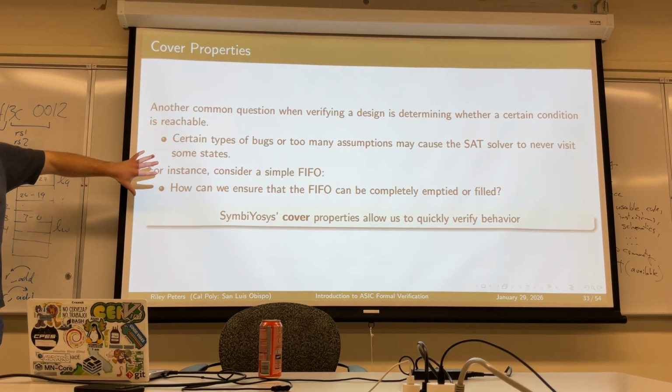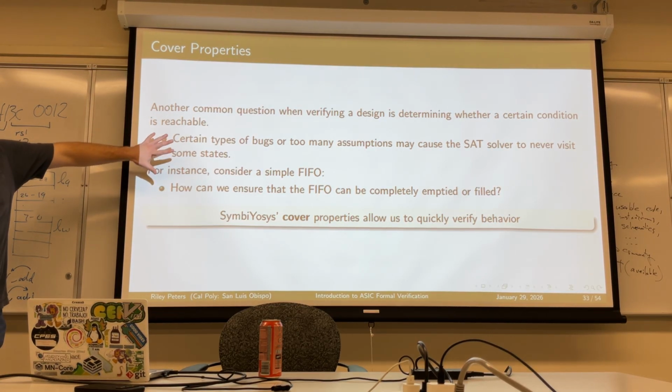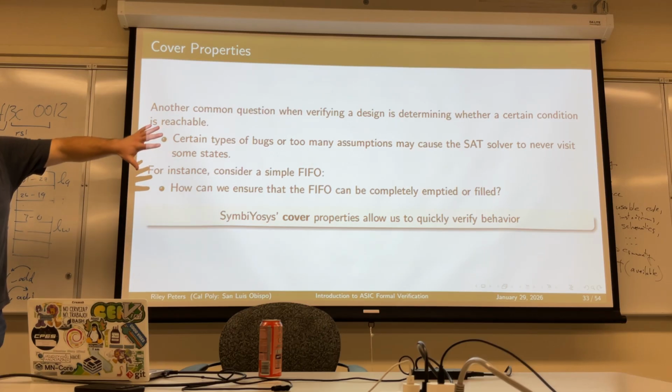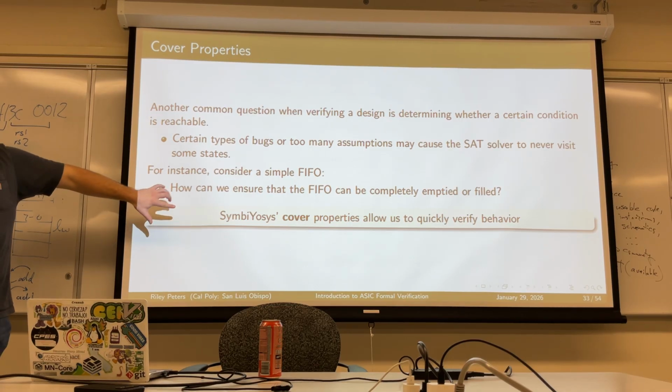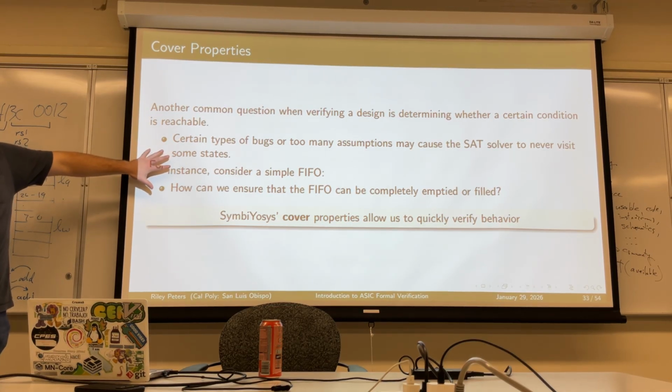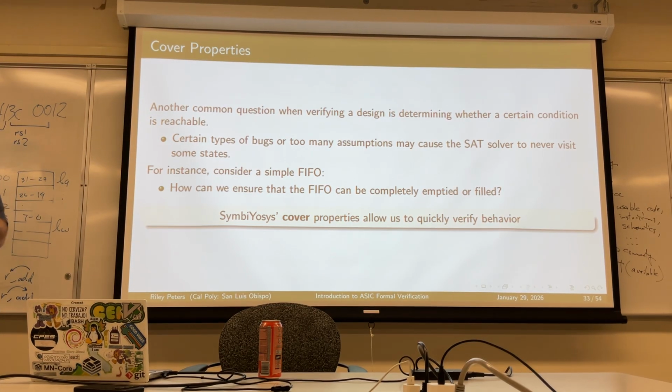You can run into problems where you have buggy code, or if your assumptions are too strict, it may cause some states to be unreachable. Cover properties let you quickly see if a state is reachable. So you can either say, I overdid my assumptions too much and need to back off a little bit, or it can help you detect a bug.